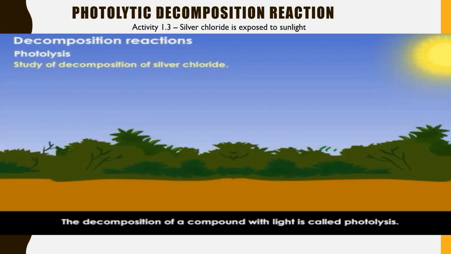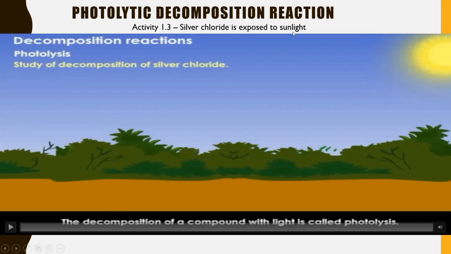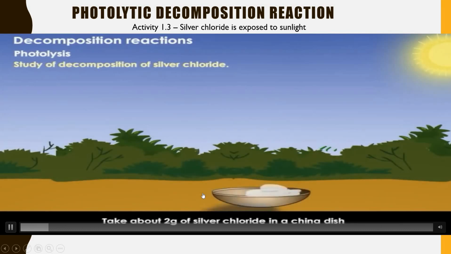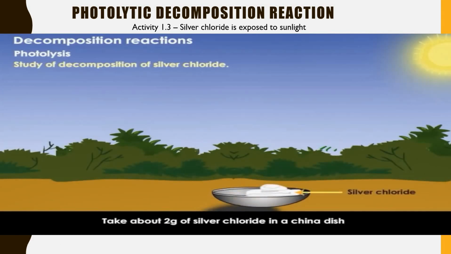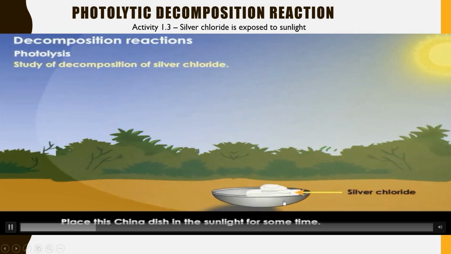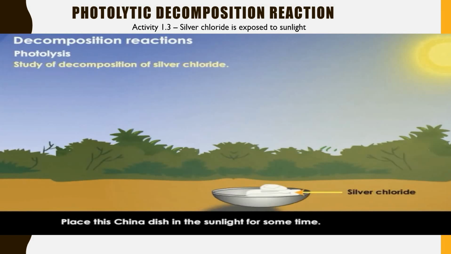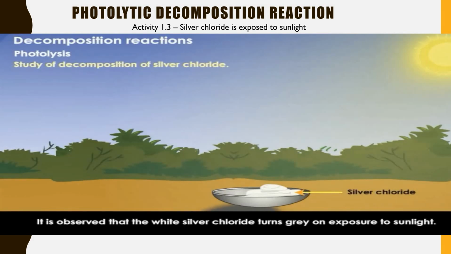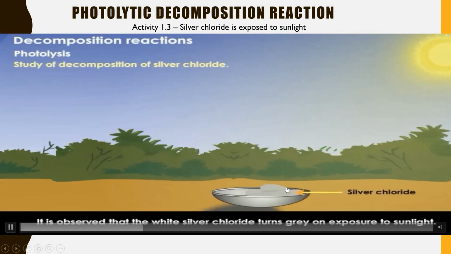Now, photolytic decomposition reaction. Activity 1.3. Silver chloride is exposed to sunlight. The decomposition of a compound with light is called photolysis. Take about 2 grams of silver chloride in a china dish. It is a white colored compound. Place this china dish in the sunlight for some time. It is observed that white silver chloride turns grey on exposure to sunlight.